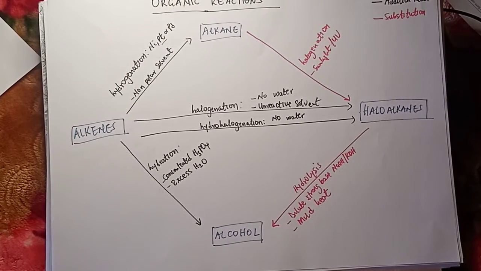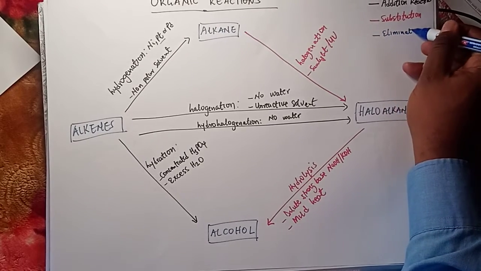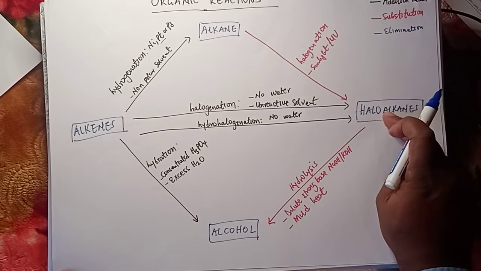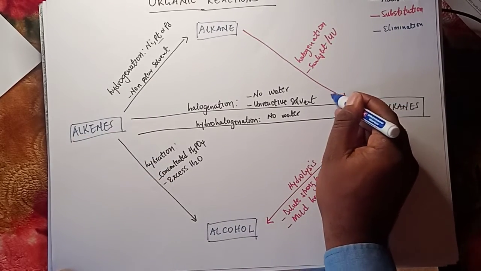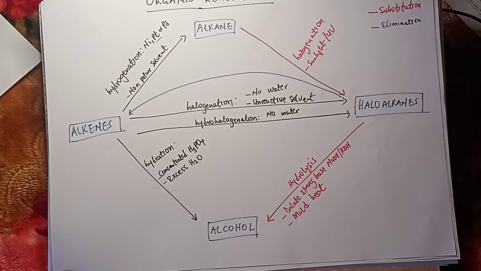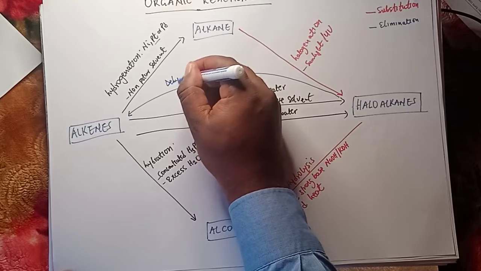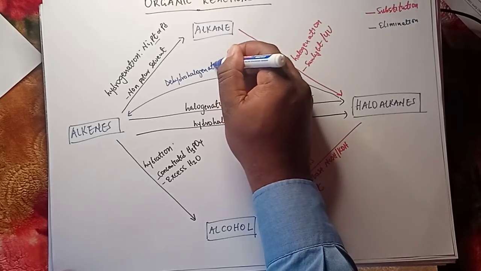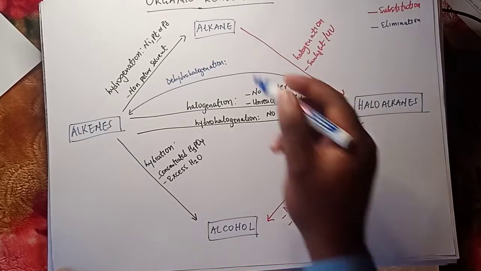Then let's go to the last one. I'm using a blue marker here to represent elimination reactions. In elimination reactions, you can convert haloalkane to alkene. In that case, we call it dehydrohalogenation, and it's the one I said is similar to hydrolysis. The most common one is this.